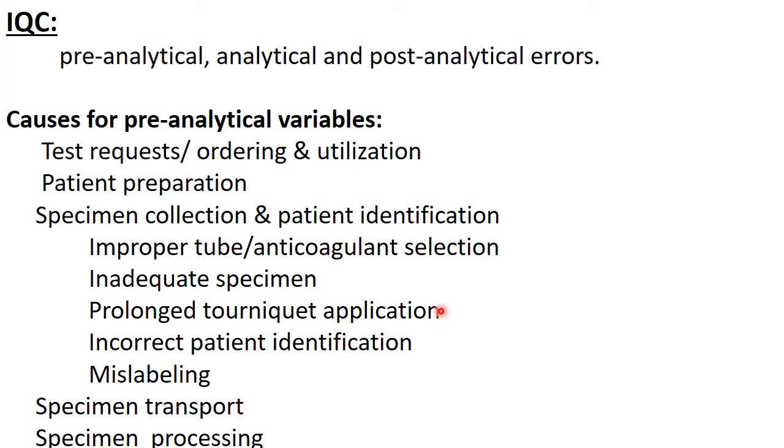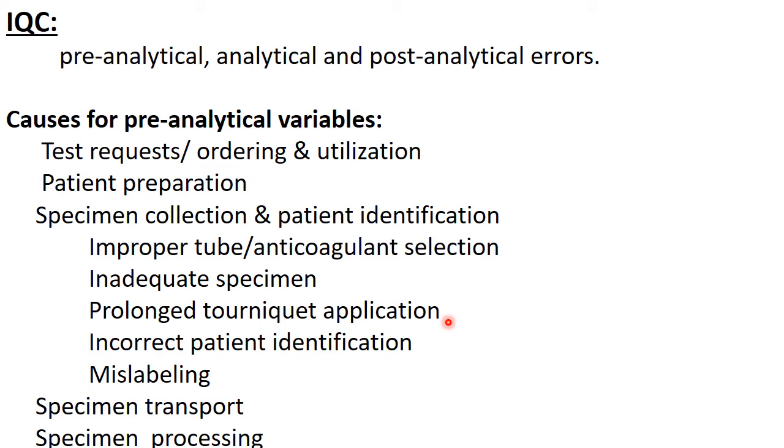Next, prolonged tourniquet application. By doing this procedure, local anoxia can take place. Anoxia means absence of oxygen in that particular area. That will lead to leakage of small solutes such as potassium from the cell, leading to an increased concentration of potassium. Another reason is that it causes excessive venous back pressure that leads to the concentration of the cells, proteins and substances bound to the proteins. Example, calcium.